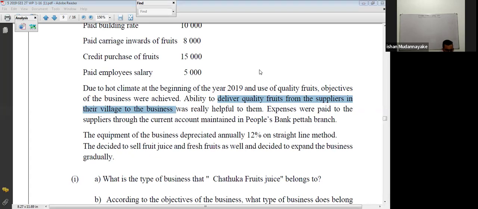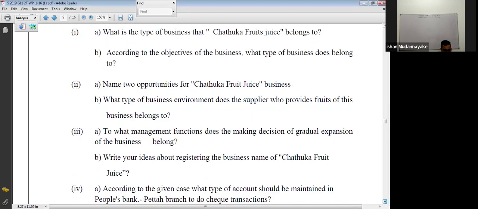Okay, yes, quality fruit. I will deliver quality fruits. Right, very good. And now from here, part B.